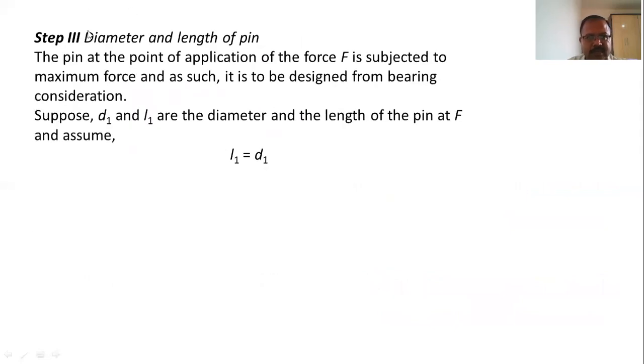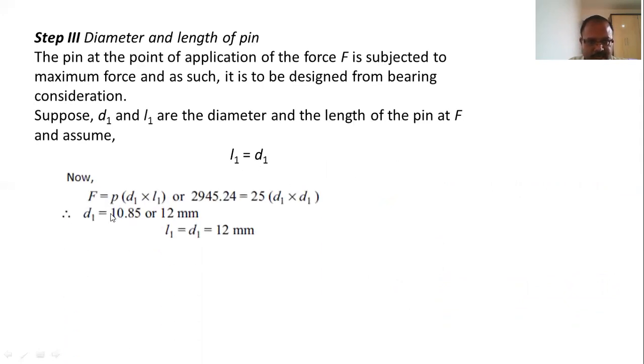Then the third step is to calculate the diameter and the length of the pin. The relation between diameter and length of the pin is not given, but in the design procedure, L1 upon D1 can be equal to 1 to 2. So here we have considered it as 1, so L1 is equal to D1. Considering the bearing pressure criterion, bearing pressure is equal to force upon area. Using this equation, we have calculated. See here, we have not used R, we are using F because F is greater than R.